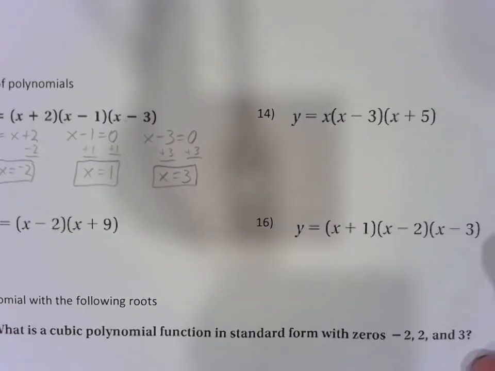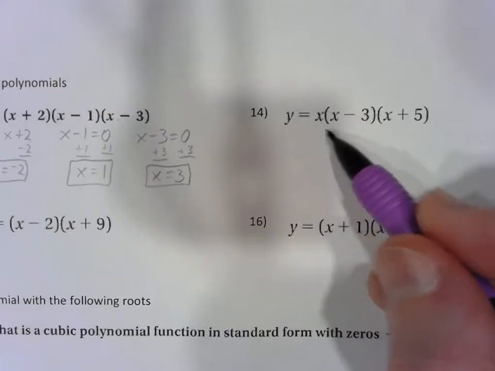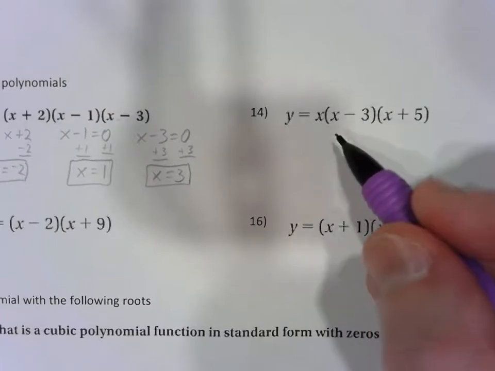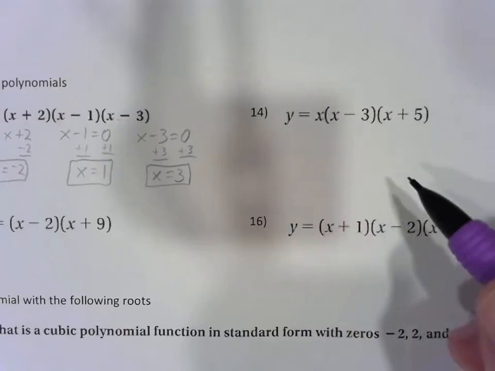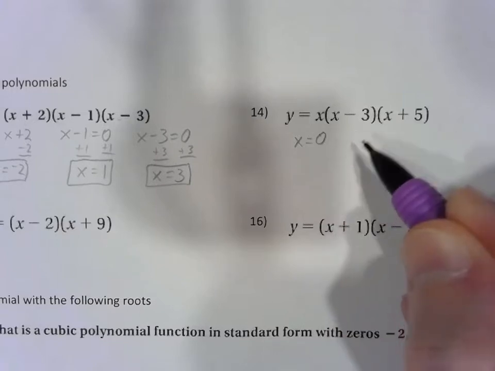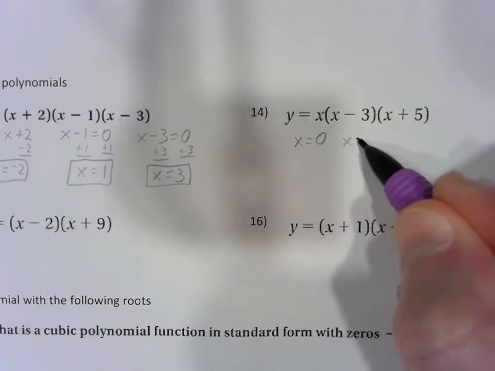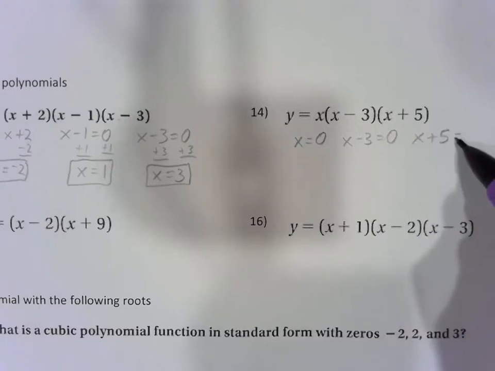Now number 14, the only thing new here is that sometimes the x doesn't show up inside the parenthesis, but that still counts as a factor if there's a greatest common factor in front. So that means that x could equal 0, or x minus 3 could equal 0, or x plus 5 could equal 0.